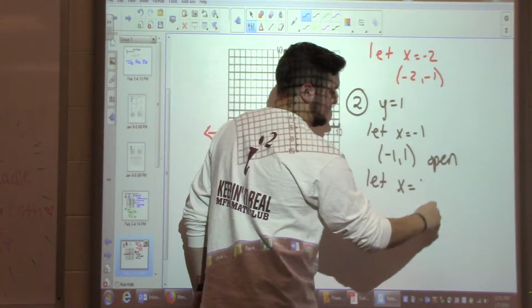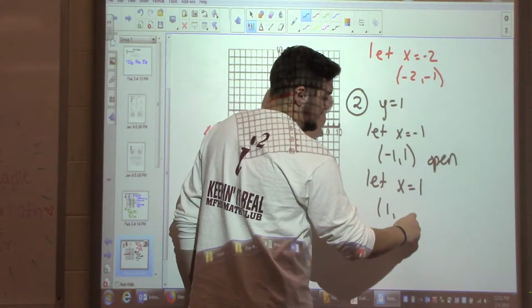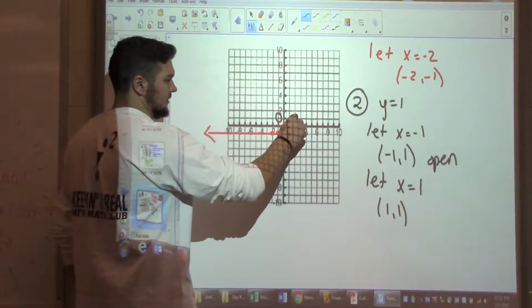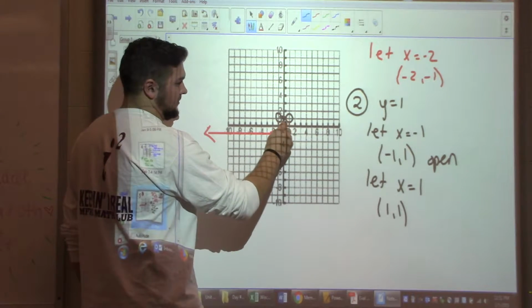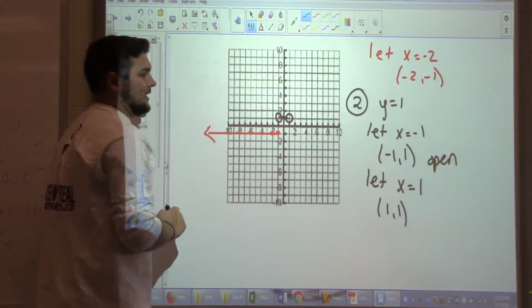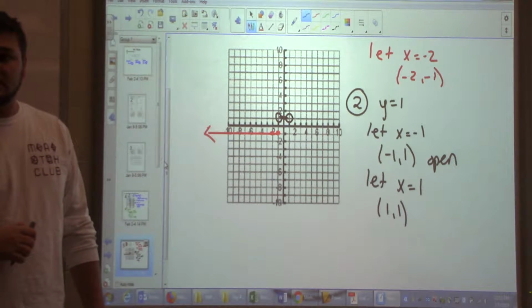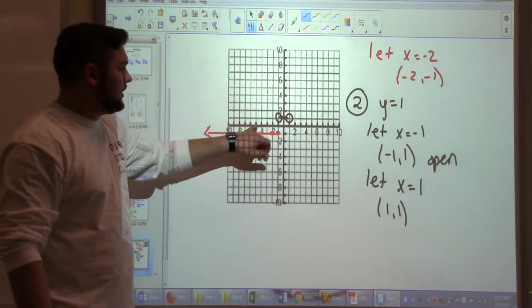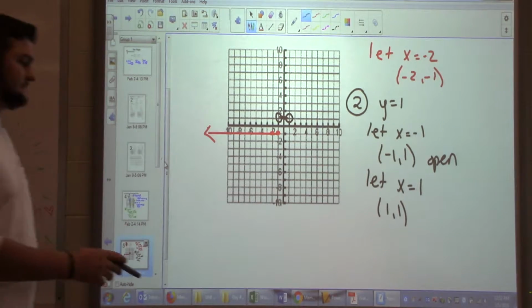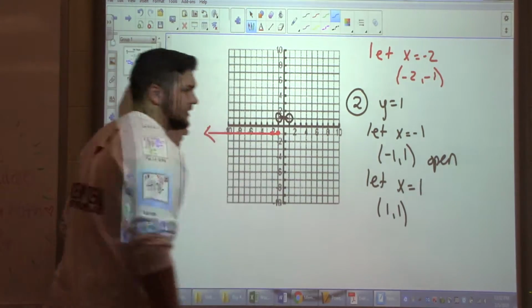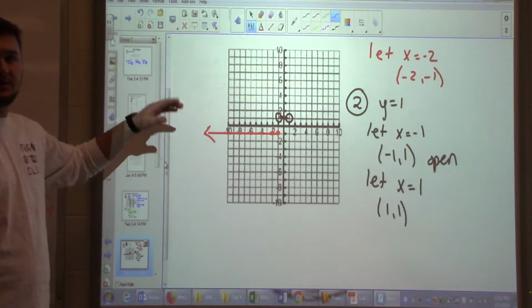So let x equal +1, I get +1, 1. And now I know because those are the 2 endpoints, I can draw my line in between the 2 there. So now I have 2 pieces on my graph. I need to find the third piece. Does everyone understand how we find that second piece where it's in between the 2 endpoints?